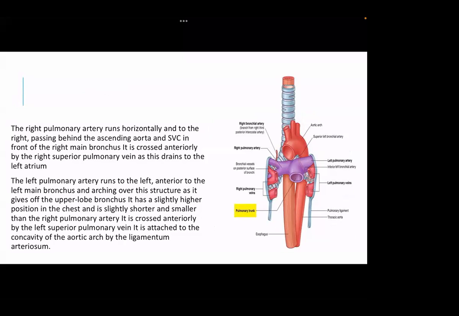As you can see, these are the pulmonary veins. The left pulmonary artery runs to the left, anterior to the left main bronchus, arching over this structure at the origin of the upper lobe bronchus. It has a slightly higher position in the chest and is slightly shorter and smaller than the right pulmonary artery. It's crossed anteriorly by the left superior pulmonary vein. It is attached to the concavity of the aortic arch by the ligamentum arteriosum.